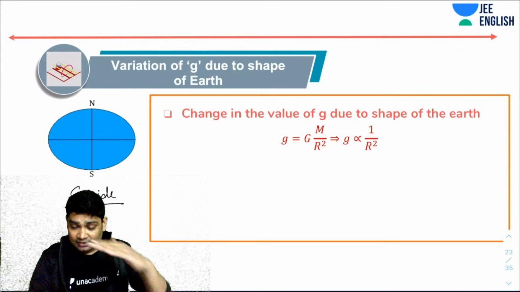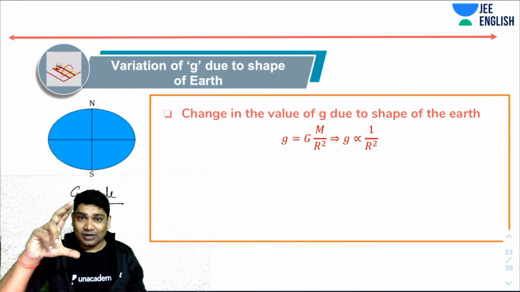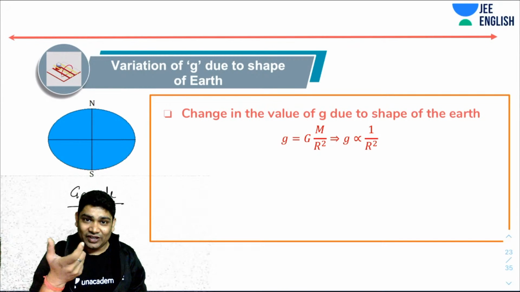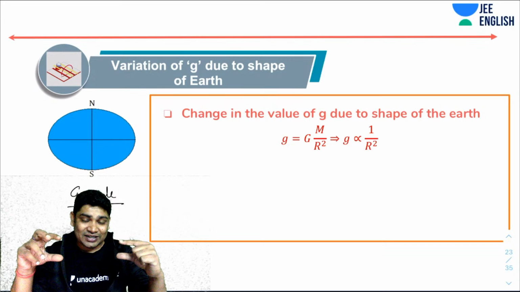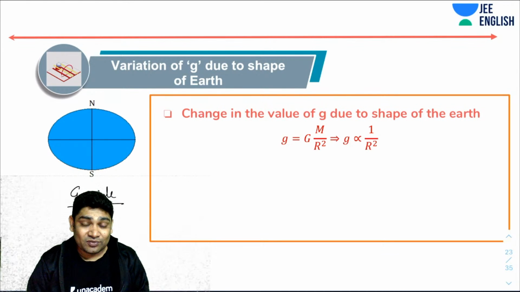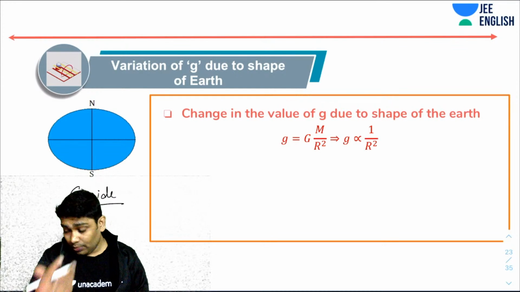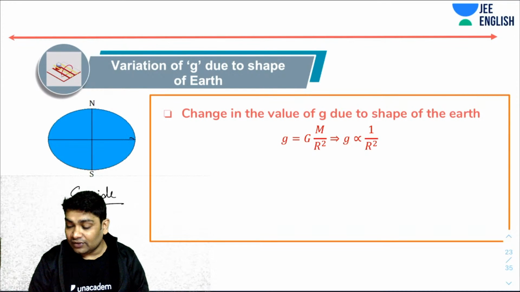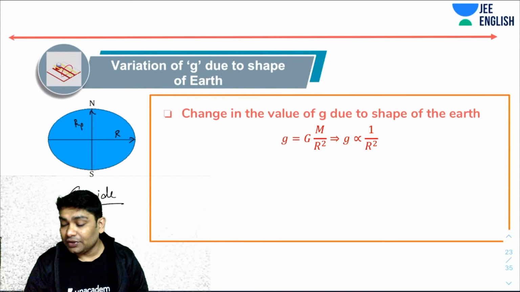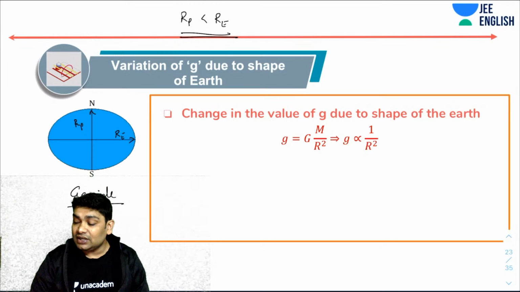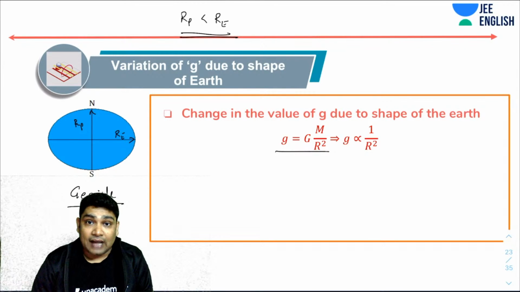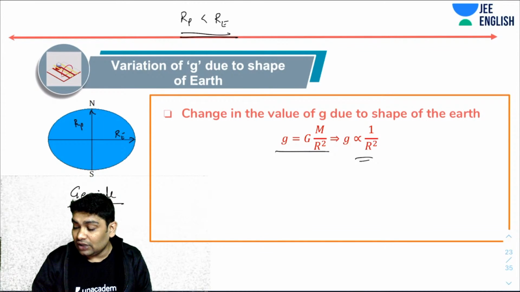If you imagine a tennis ball and rotate it very fast, what will happen due to the centrifugal force? It bulges from the center. That is what the shape of Earth looks like. Because of that, the radius of Earth at the equator is higher, and the radius of Earth at the poles is lower. So radius at poles is less than radius at equator, and since g is equal to GM over R square, g is inversely proportional to R square. So what does that tell you? That tells you g at poles is greater than g at equator.